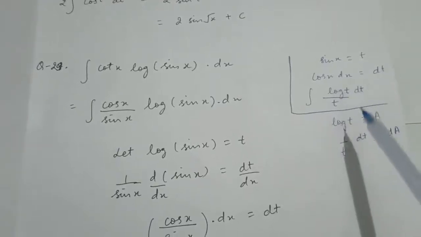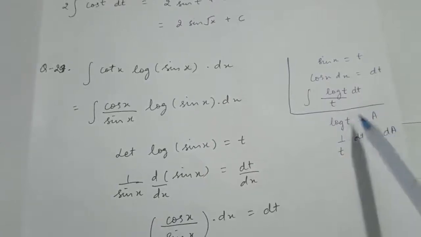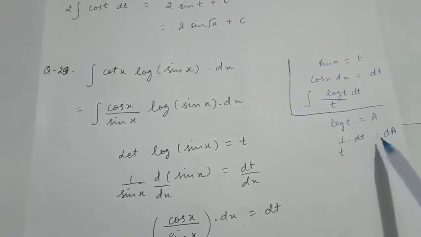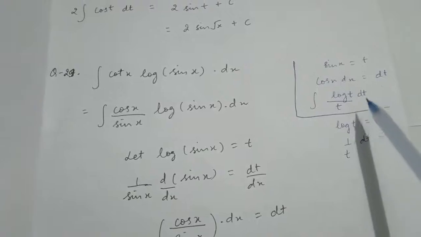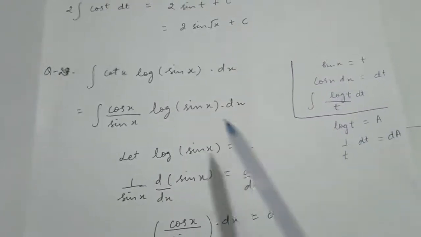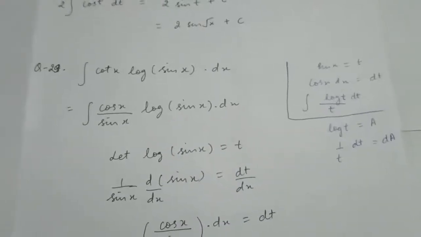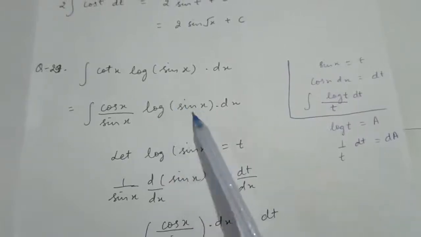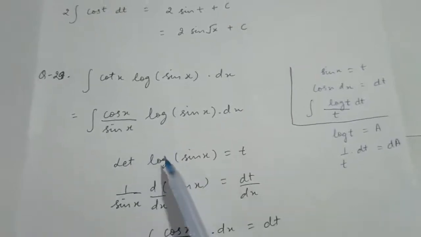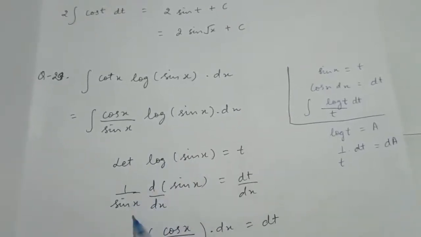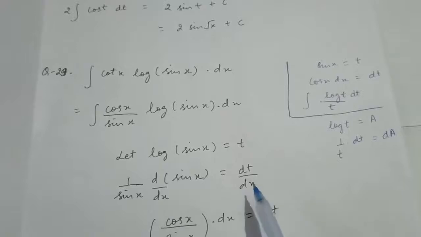Now again we have to substitute log t as some variable a, then again differentiate both the sides, then you will get dt by t equal to da. So this process is also correct, but in this process you have to substitute it 2 times, right? Instead of this, if we substitute log sin x, why? Because we know the derivative of log x is 1 by x, and here log of sin x is given, and also sin x is in the denominator. Therefore the derivative of log sin x will be 1 upon sin x into the derivative of sin x, equal to derivative of t with respect to x.